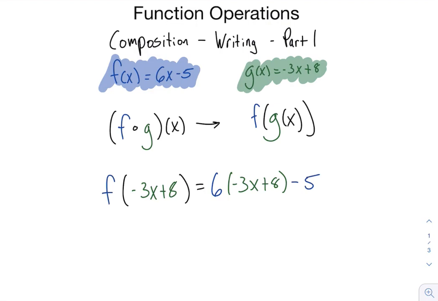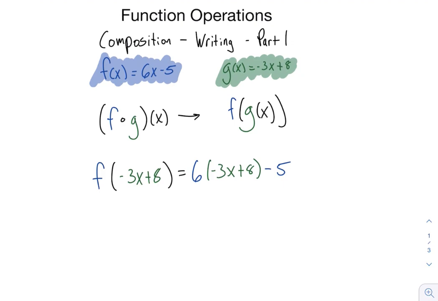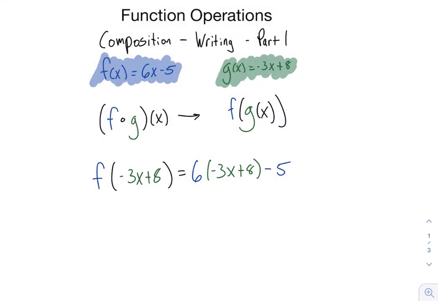And once I do this, what I need to do is simplify this. So I'm going to go ahead and follow order of operations and simplify. The first thing I'm going to need to do is distribute this 6 in. I don't want to leave it like this. It can be written a little nicer. So I'm going to distribute that 6 in, and that's going to give me 6 times negative 3x, which is negative 18x, and then 6 times 8, which is 48, and then minus 5. We're going to multiply that 6 into that set of parentheses.